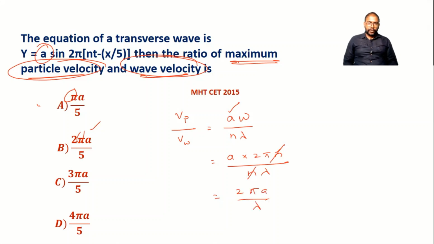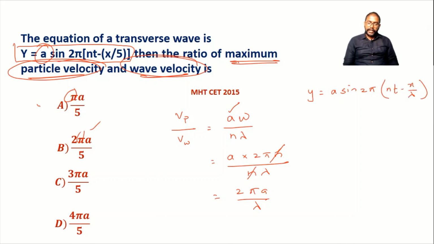Now let me check the options again. In option A we can see pi, then lambda. The variable lambda is not there in the options, which means that instead of lambda we have to substitute something. What do we have to substitute? See the given equation here. That given equation we can compare with the standard form y is equal to a sine 2 pi n into t minus x by lambda. This is the standard form.